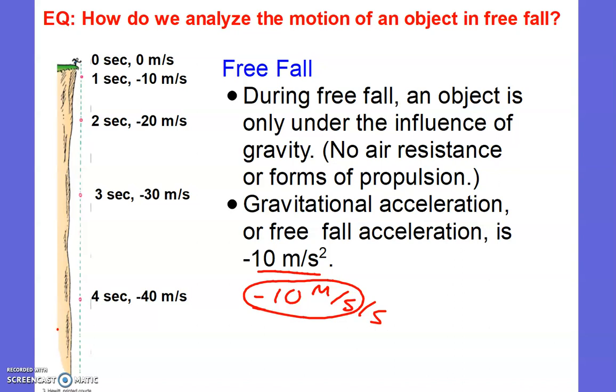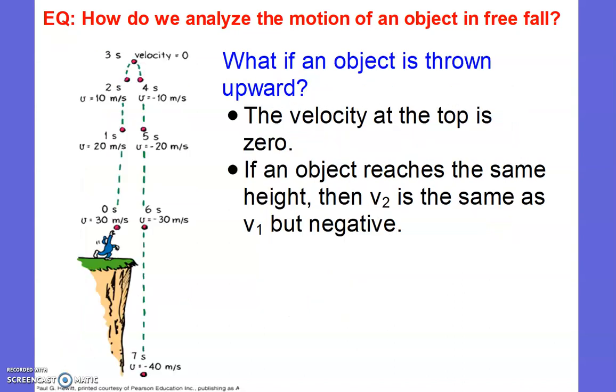So every second, the velocity decreases by 10 meters per second. Now this is nice, but what if we don't drop an object but throw it upward? If we throw an object upward, the acceleration is still -10 meters per second squared. Therefore, the velocity is still going down by 10 meters per second every second. So let's say we throw an object upward with a velocity of 30. After a second, the velocity goes down by 10, to 20. After another second, it goes down by 10 more, to 10. After another second, it goes down by 10 to 0.